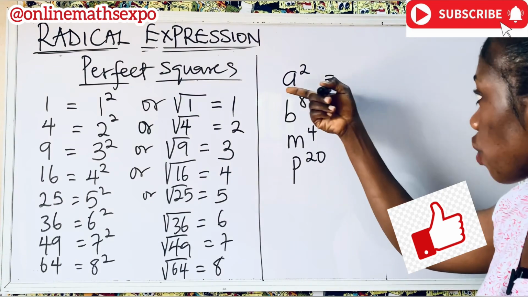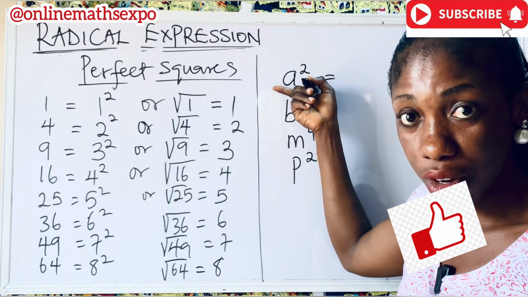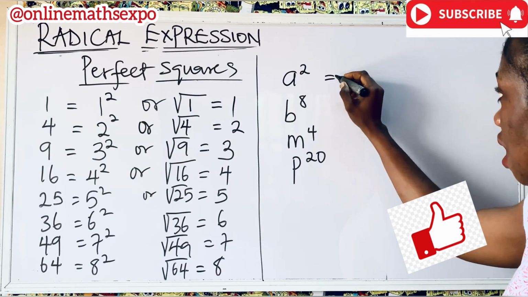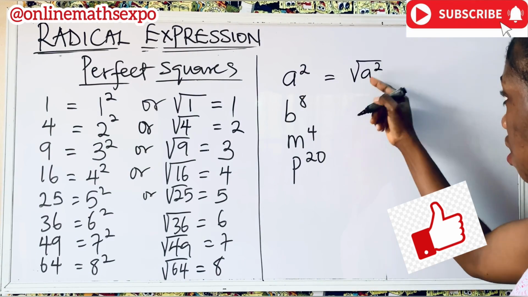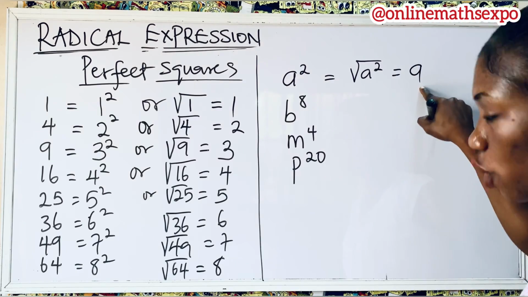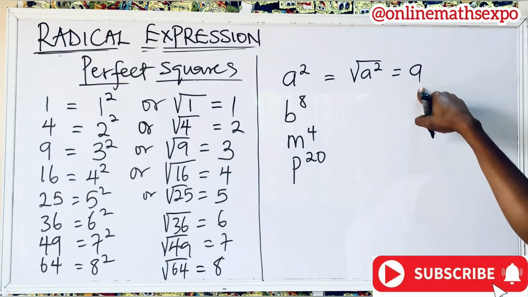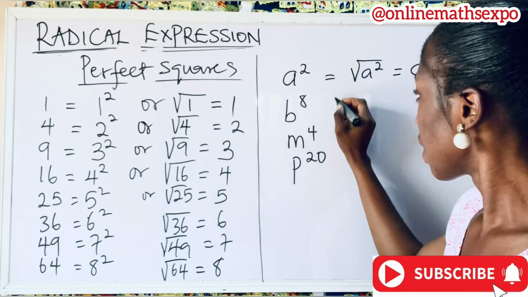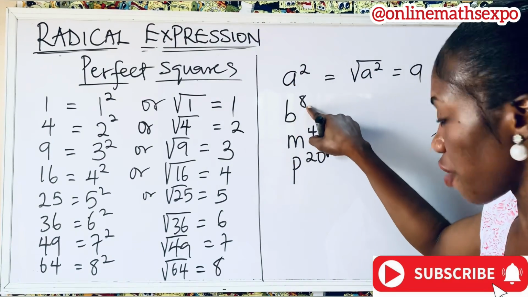It is a perfect square because this has already been raised to the power of 2. So if you want to get it, you can simply say the square root of this will still give you a whole integer. So you see, it's a. So it means a to the power of 2 is also a perfect square. Now, this is also a perfect square.